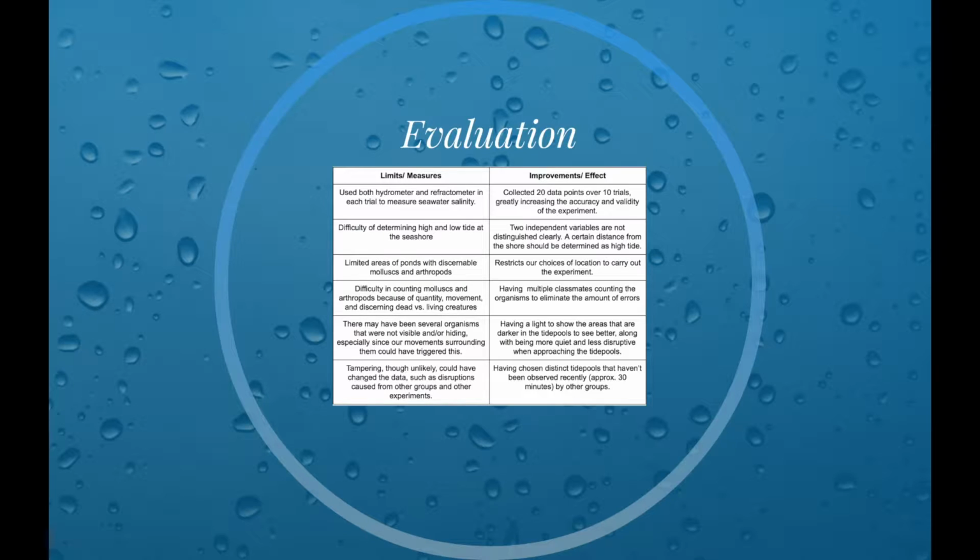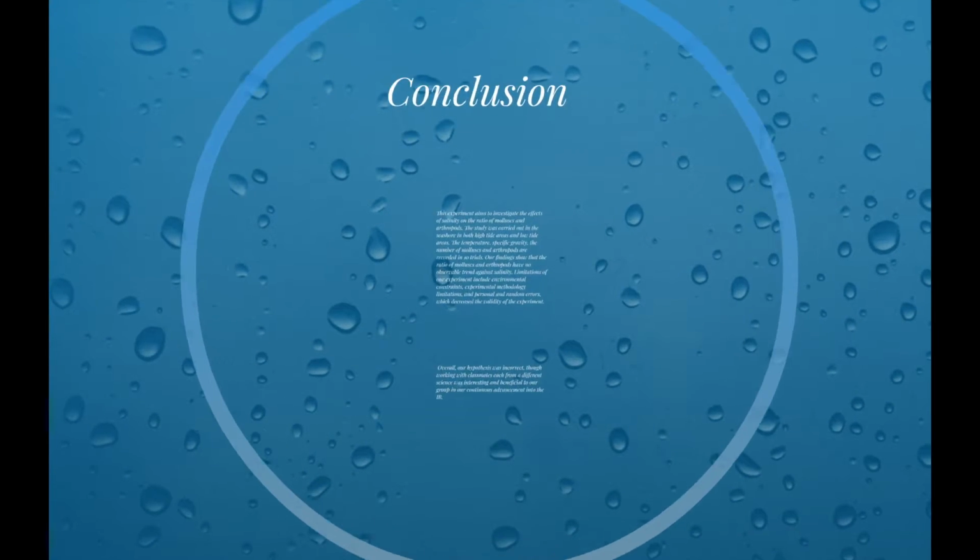Tampering, though unlikely, could have changed the data, such as disruptions caused from other groups and other experiments. A solution is having chosen distinct tide pools that haven't been observed recently, approximately 30 minutes, by other groups.